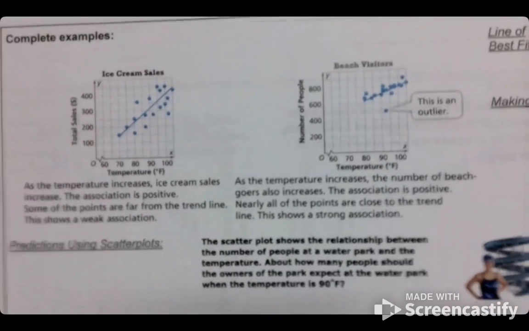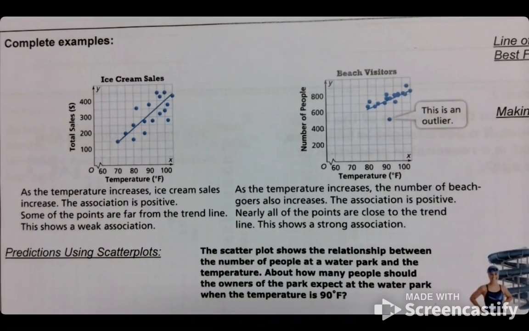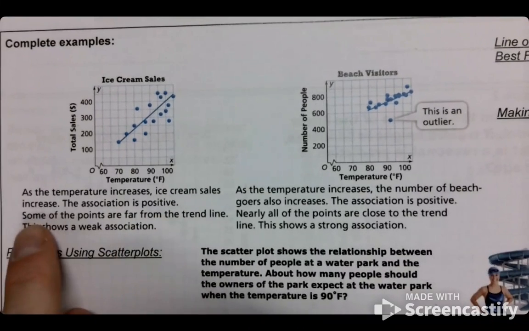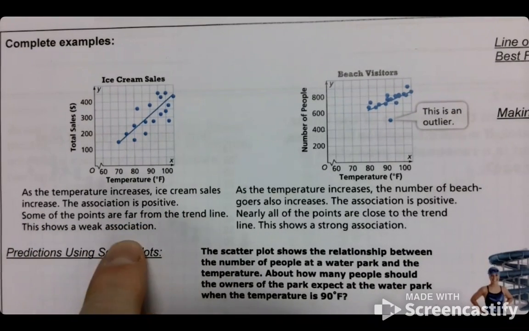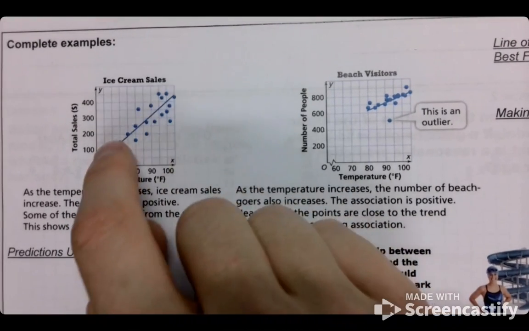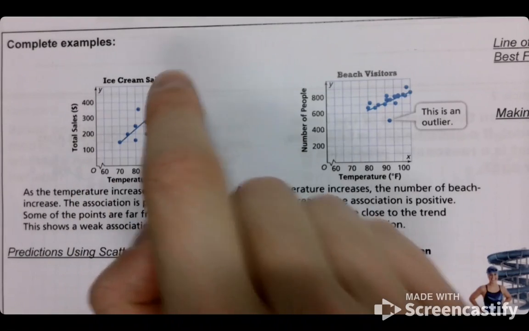So here are our completed examples. We got a couple of them. It says, as the temperature increases, ice cream sales increase. This association is positive. Some of the points are far from the trend line. So this right here is what we're focused on today, using linear models to make predictions. And so we're going to look at those trend lines.